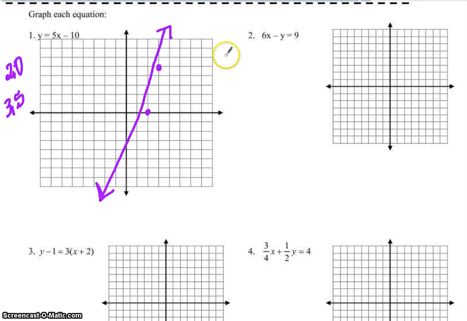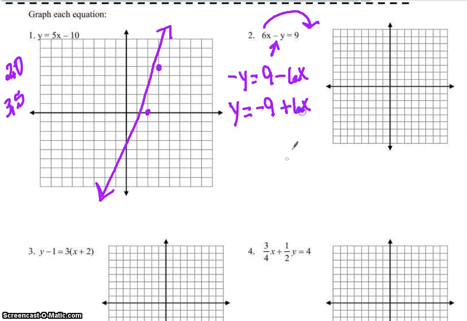So looking at number 2, you should see that y is not by itself. So you've got to move things around. Now remember that anytime you cross the equal sign, you have to change and do the opposite. So 6x has to cross the equal sign. Look in front of it and notice it was positive. So when it crosses, it's going to subtract. Don't lose this negative with the y. Negative y is equal to 9 minus 6x. Now you cannot have a negative y, so you go through and you change signs of everything in the problem. So y is equal to negative 9 plus 6x.